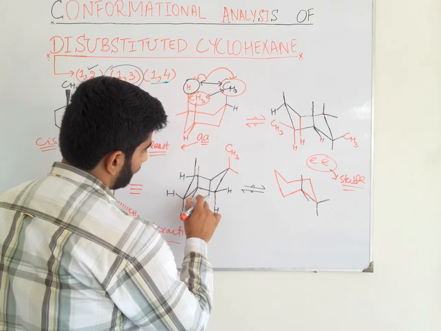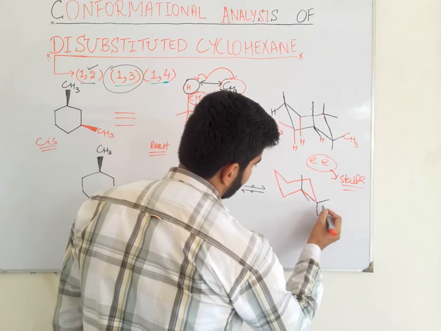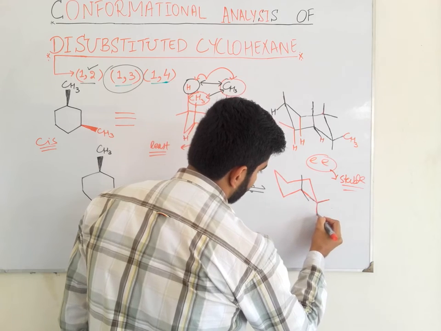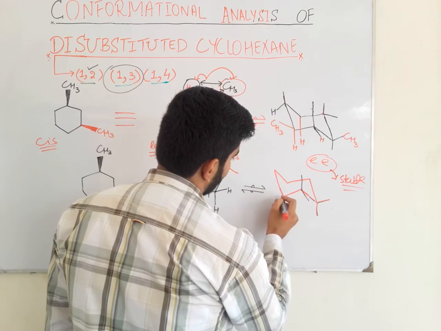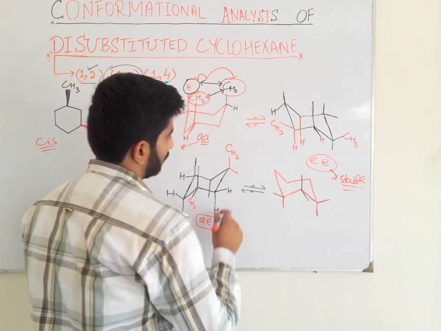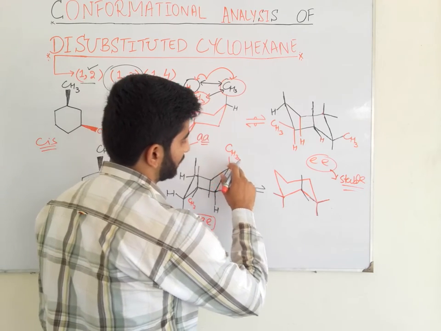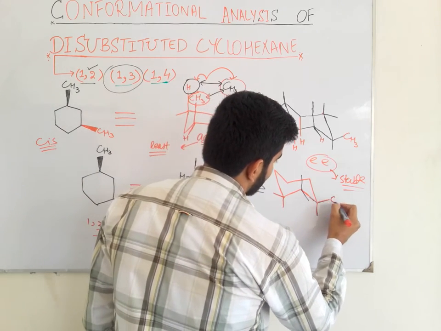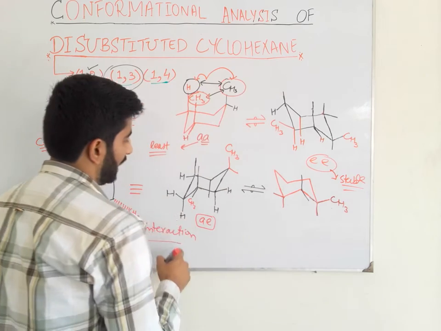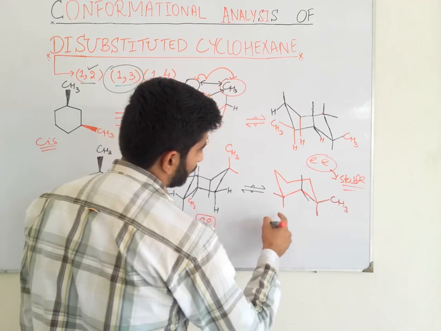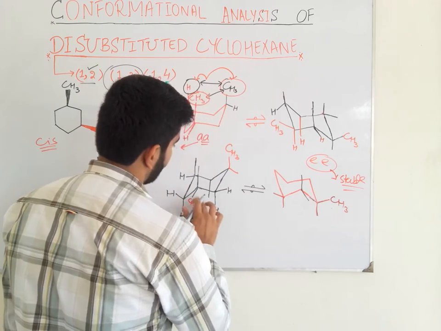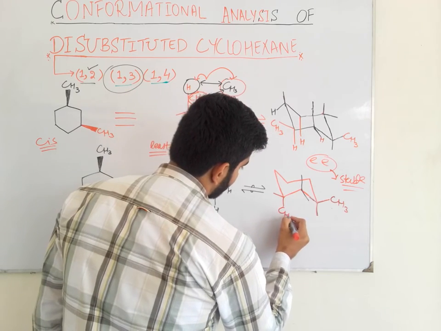And when we flip this conformation and get another chair-like conformation, this is our carbon number 1, 2, and 3. So our axial up methyl group is converted into equatorial up, and this equatorial down is converted into axial down.